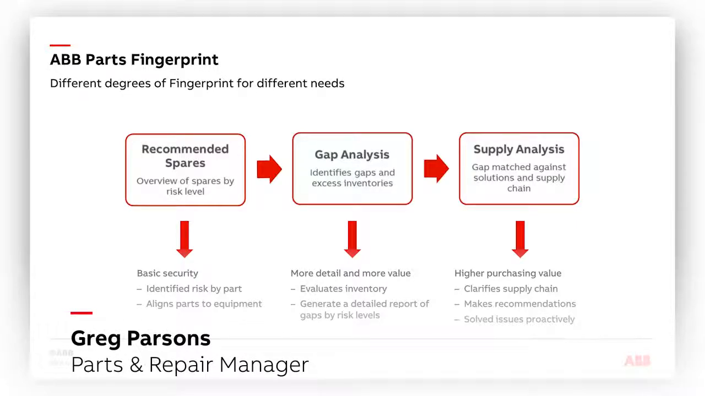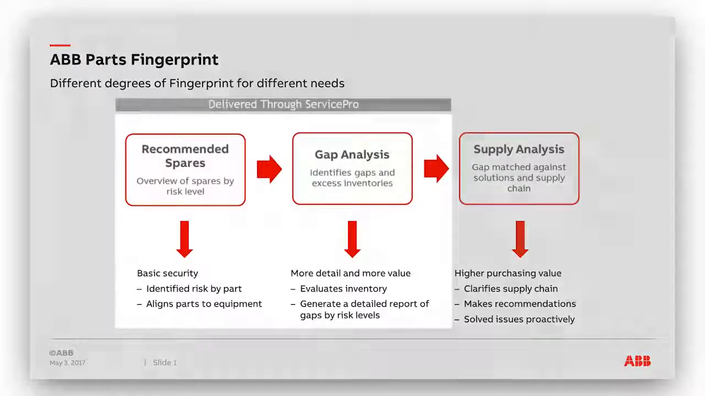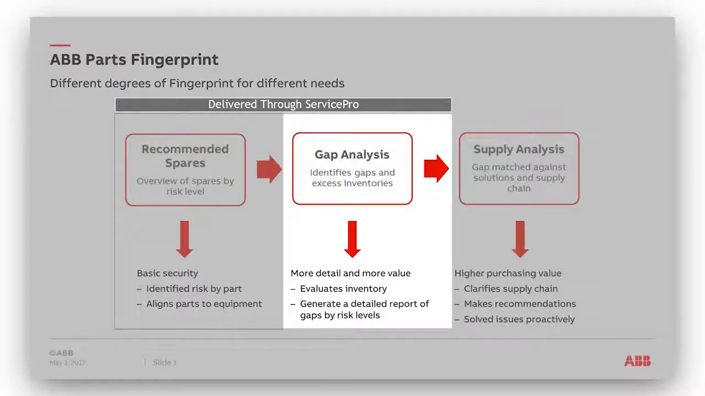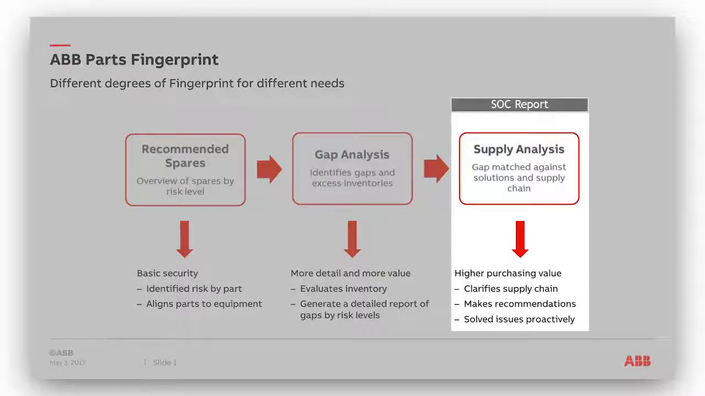In this tutorial, we're going to discuss the parts fingerprint. The fingerprint consists of 3 reports, 2 of which are delivered through Service Pro. The recommended spares, which is an overview of the spares by risk level at an individual site. The second is the gap analysis, which takes that information and combines that with an inventory audit that's done and looks for gaps in the customer's inventory. And then in a separate tutorial, we'll discuss the supply analysis.